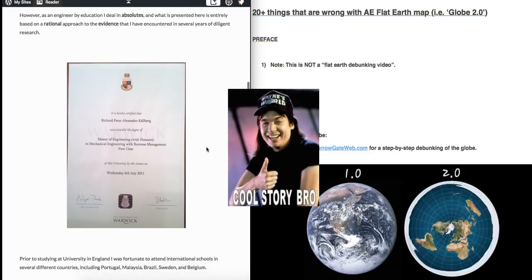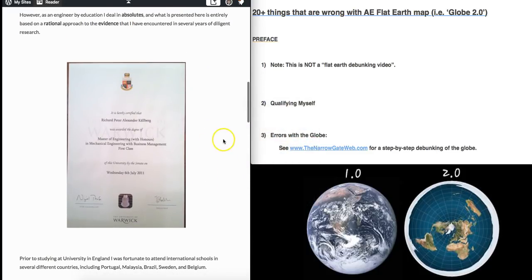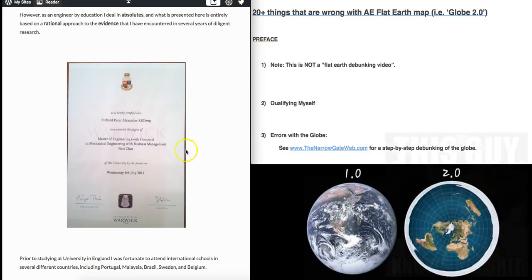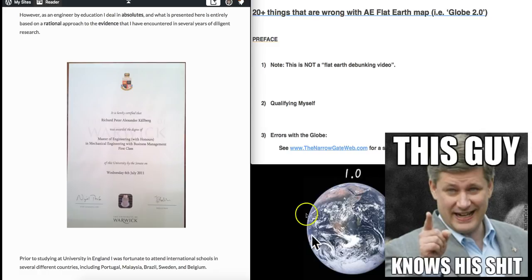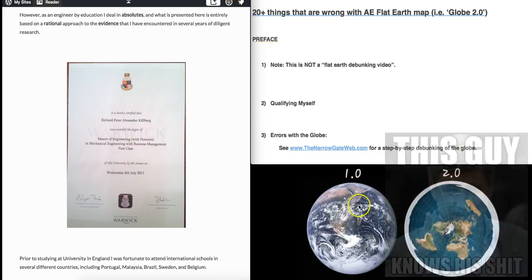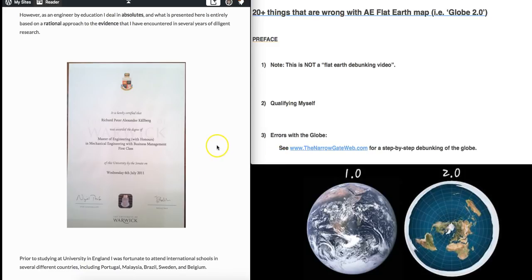I am a qualified engineer by education. This paper means nothing to me right now, but for anyone who wonders if I'm familiar with a globe and I haven't understood it, I hope this shows clearly that I've been through the indoctrination system, and I know how this globe, all that Newtonian physics, is supposed to work.